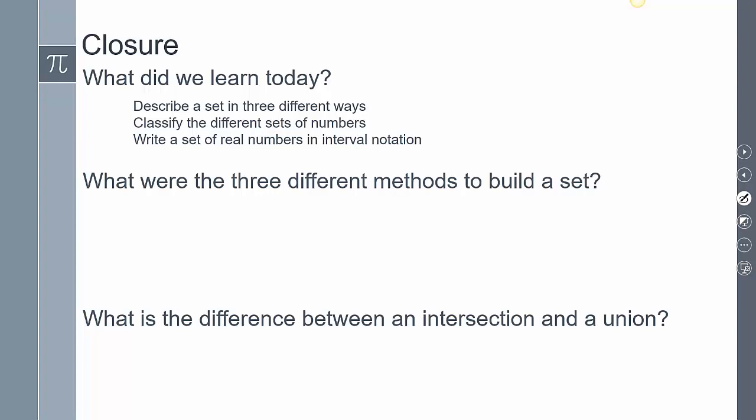Now, I also, in reflection, want you guys to answer the other 2 questions. What were the 3 different methods to build a set, and what is the difference between an intersection and a union? These are going to be talking points that we could discuss in class tomorrow.